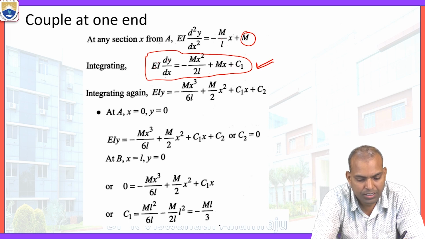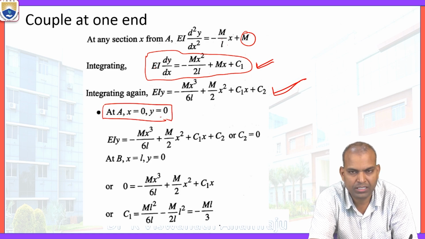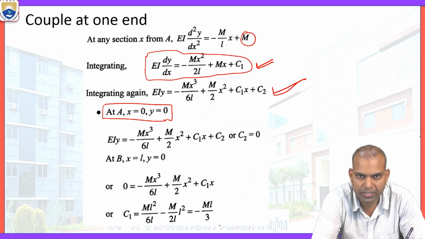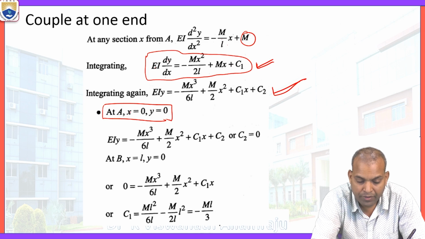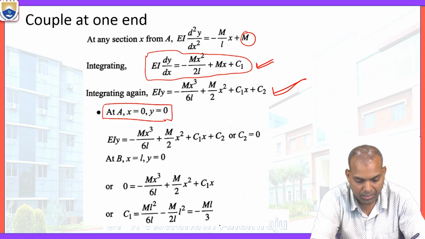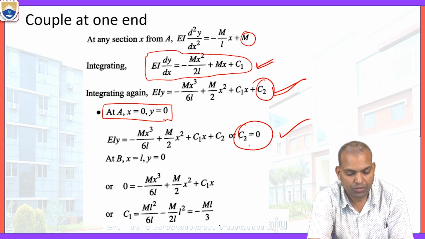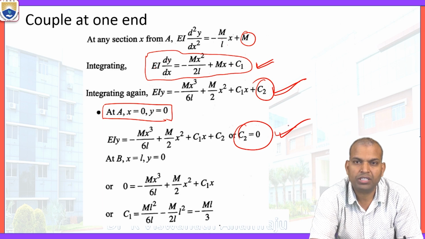Now integrate this slope equation again, that is EI times y equal to minus Mx cube by 6L plus Mx square by 2 plus C1x plus C2. Alright. Now substitute at A. What is at A? At support A, x equal to 0 and y equal to 0. The span equal to 0 at the support and the deflection equal to 0. This should be substituted in the deflection equation. Substituting in the deflection equation, EI times 0, then with x equal to 0, C2 becomes 0.